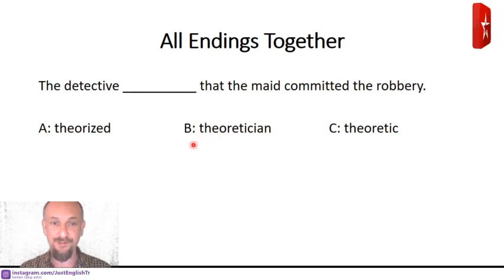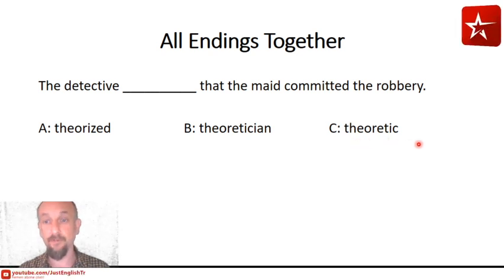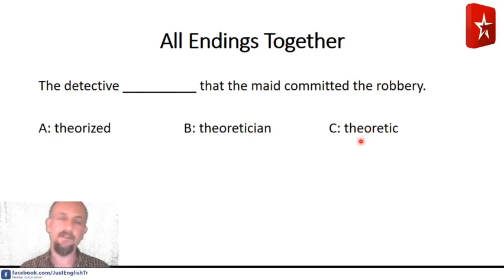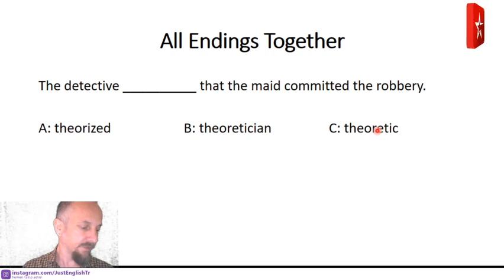Theoretician, option B. It's a mouthful, isn't it? And theoretic, option C. Another word for theoretic would be theoretical. They both have the same meaning. Theoretical is probably a little bit more common these days. This is a little bit older, as it were.